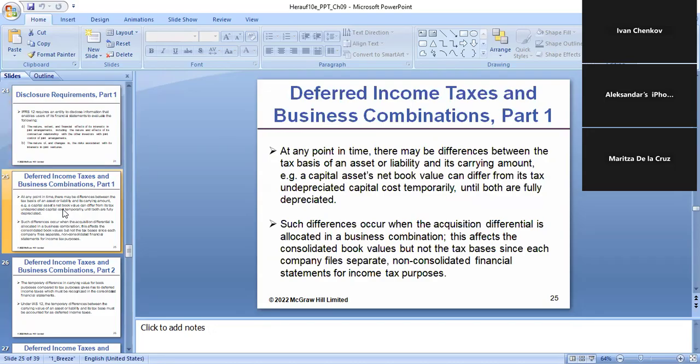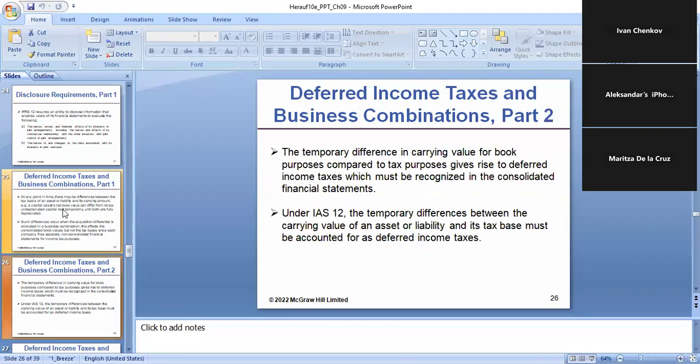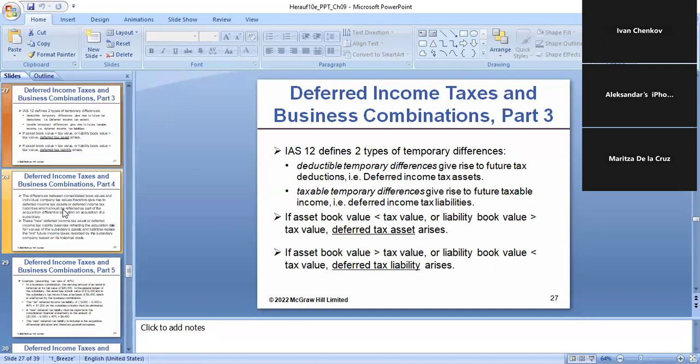And at any point, there might be differences between the tax basis of the asset or liability and the carrying amount. So a capital asset's net book value can be different from the tax undepreciated capital cost temporarily until both are fully depreciated. Those will be temporary differences, and that's going to create deferred income taxes. But that will be in the business combination. Now we're moving back to the business combination on the deferred taxes and what creates the deferred taxes.